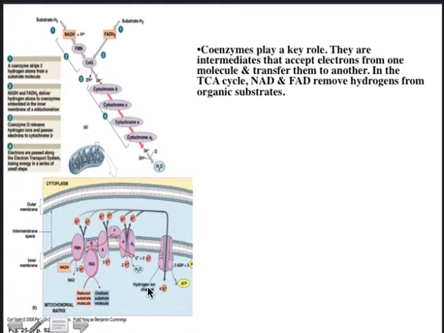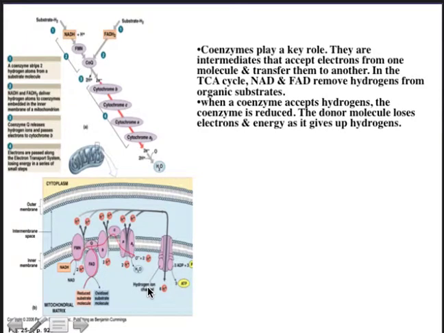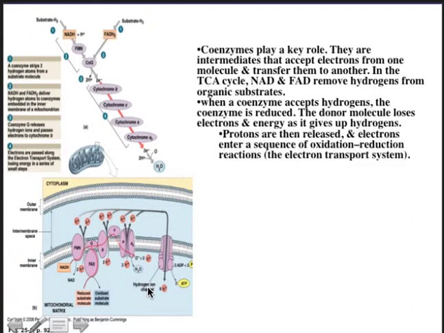Coenzymes are important in this chain. These are intermediates that accept electrons from one molecule and transfer them to the next. In the TCA cycle, NAD and FAD remove high-energy electrons from organic substrates. When a coenzyme accepts hydrogens, the coenzyme is reduced. The donor molecule loses electrons and energy as it gives up hydrogens. So it gets oxidized, okay?